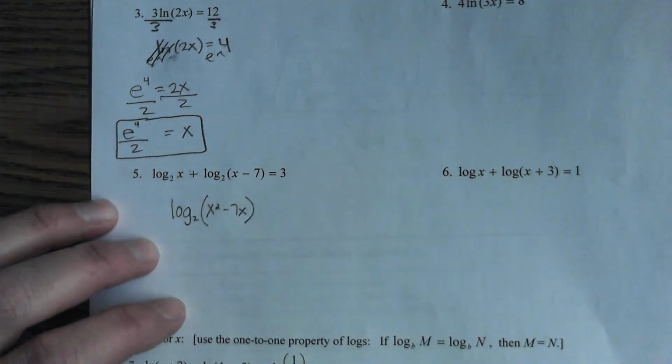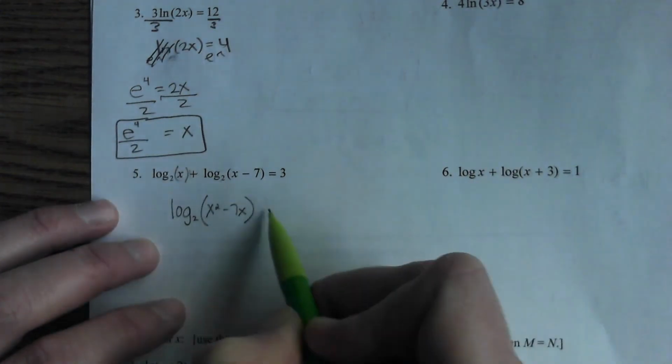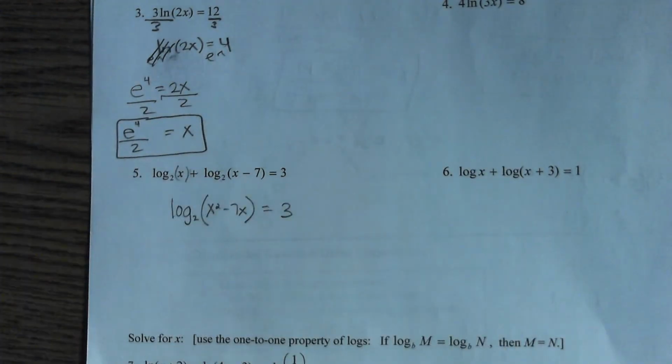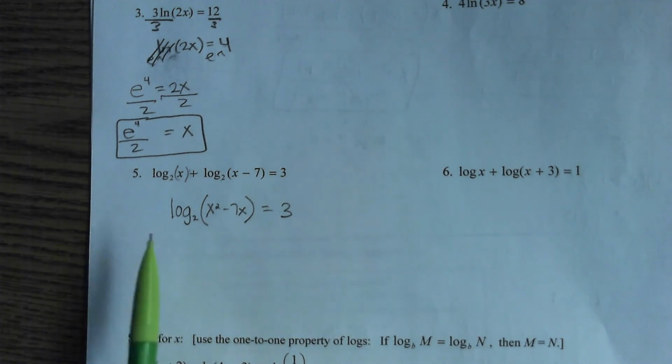Does everybody see that? When I multiply x times x minus 7 equals 3. And now that it's just a single log, nothing out in front of it, nothing after it, we can just translate. So Carolina, what would this translate to?